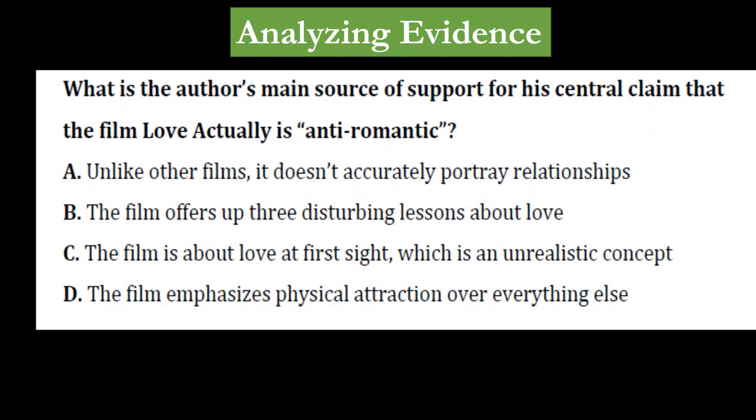And then we have analyzing evidence or proof. An example of this would be, what is the author's main source of support for his central claim that the film Love Actually is anti-romantic? It's the same as the previous one. Here we need to see the main source of support or the reasoning for this central claim. What evidence does the writer give to support his claim that Love Actually is anti-romantic?